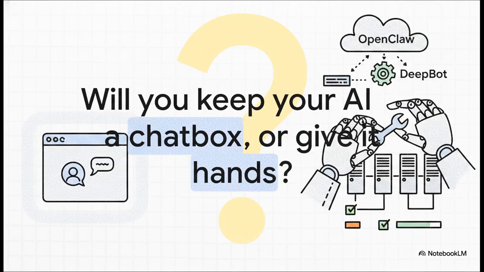So, as you build out your enterprise workflows, you've got to consider if it's time to upgrade your deployment from a simple conversational wrapper to a true system-level operator. Because when you combine the communication routing of OpenClaw with the system-level execution of DeepBot, you aren't just chatting about work anymore, you're actually getting it done. So, what's it going to be? Will you keep your AI trapped in a browser tab, or are you ready to give it the hands it needs to actually operate your infrastructure?